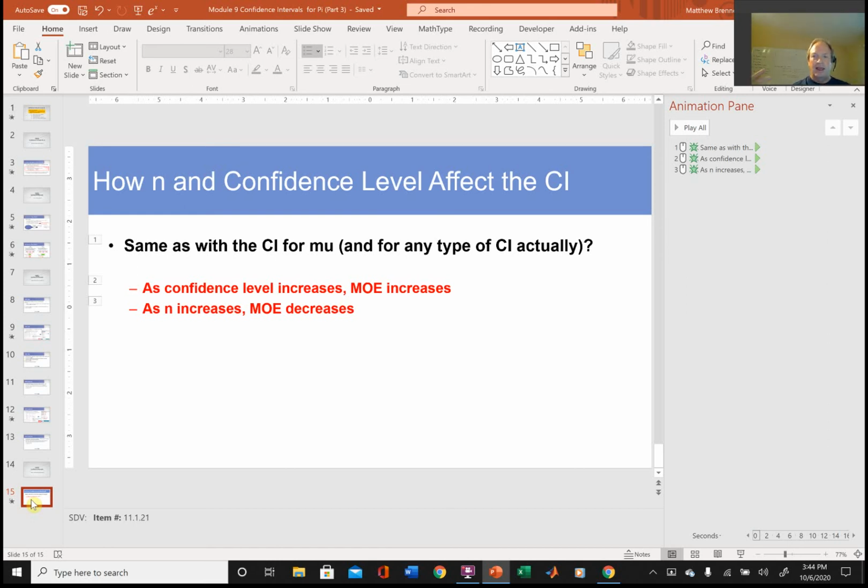And again, as the confidence level increases to be more confident we contain the parameter value, we have to make the margin of error bigger, and the confidence interval gets bigger also.